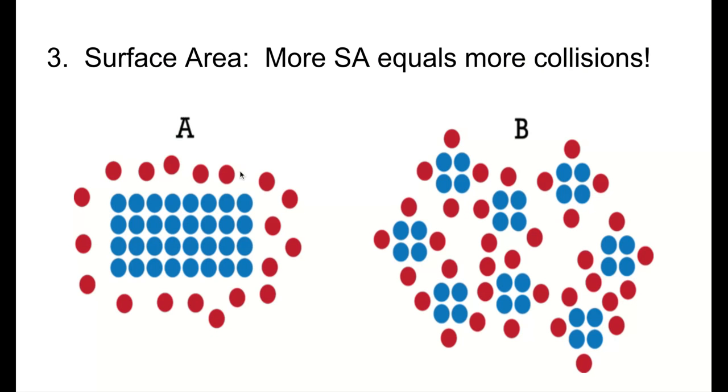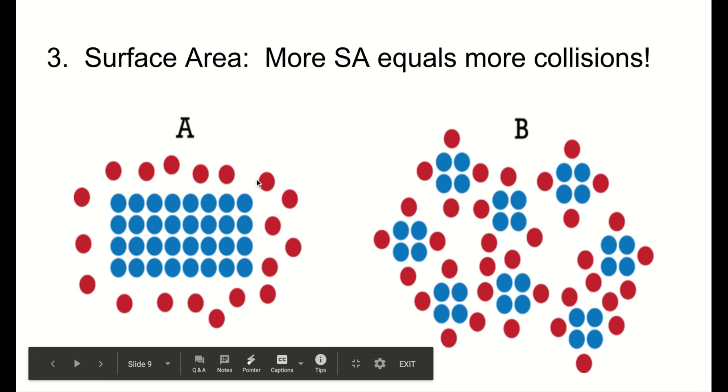Surface area. Here we have scenario A. You can see the red particles are all surrounding this large chunk of reactant.